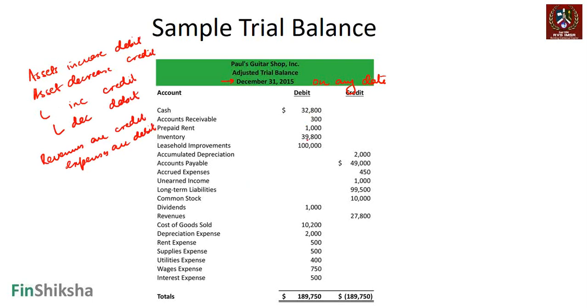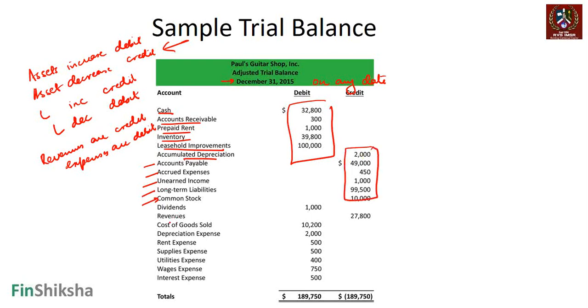Look at all the accounts that you see. Assets, assets, assets, assets, assets. All of them are debit. Then accumulated depreciation is a decrease in asset, that's credit. Accounts payable is liability, liability, liability, liability, and liability. All of these are credits, right? Dividend is effectively a drawing of the owner's equity. So owner's drawing basically, that will be a debit. Revenues are credit. All expenses are debit.